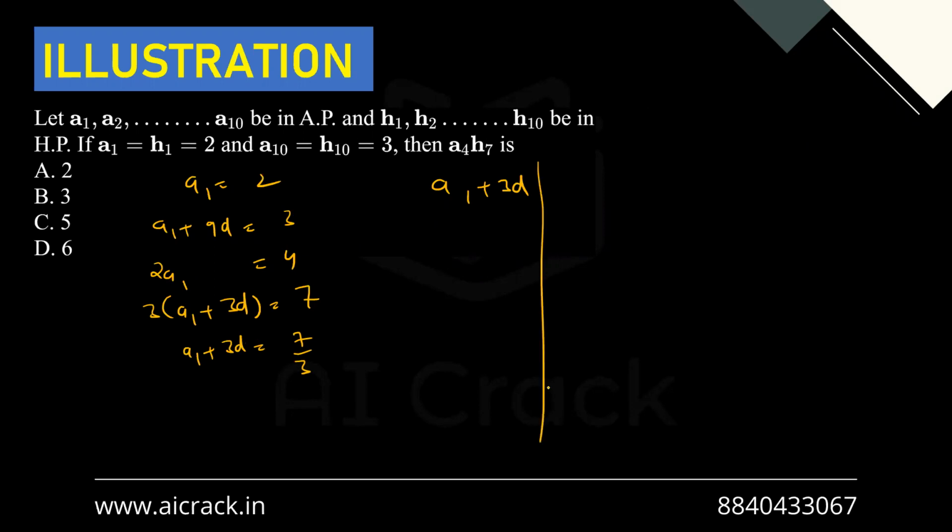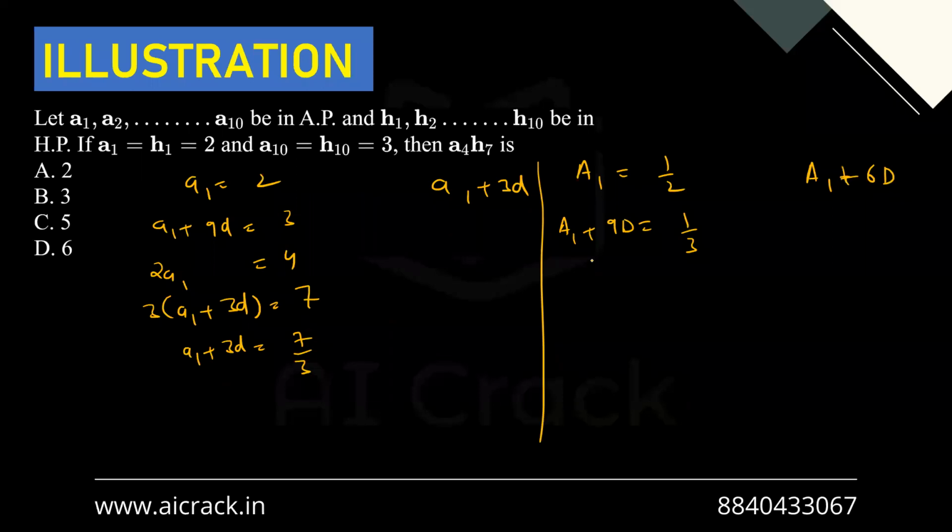Now, similarly, we have H1 equals 2. So basically, since H1 equals 2 and that is in HP, let's consider the opposite series. That would be, let's say capital A1 equals 1 by 2. That would be in AP. And similarly, we have A10. That would be A1 plus, let's say capital D, 9D equals 1 by 3, and we have to find A7, that is A1 plus 6D.